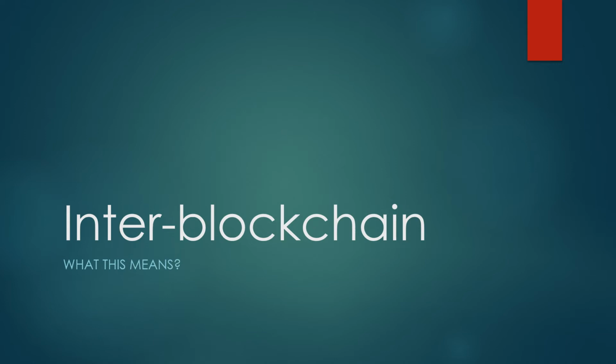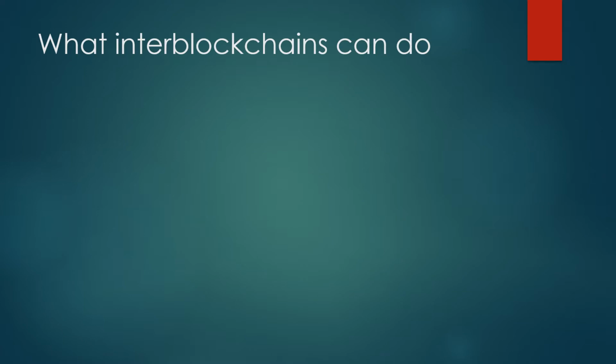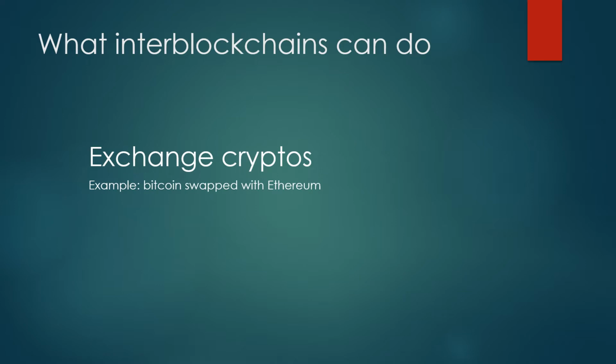Interblockchain. What this means. So let's begin with what interblockchains can do for us today. As a first capacity, we already have, with all the exchanges available on the market, the capacity to exchange cryptos. A good example of that would be to swap a Bitcoin for an Ether.